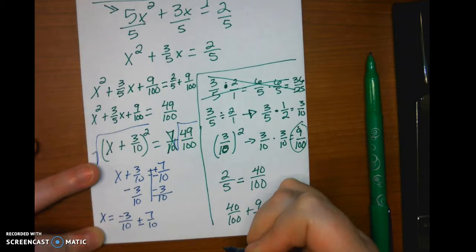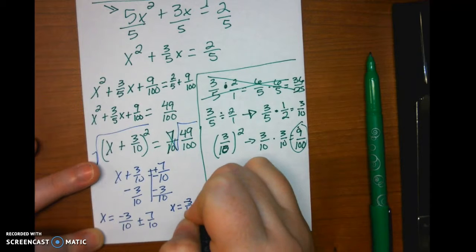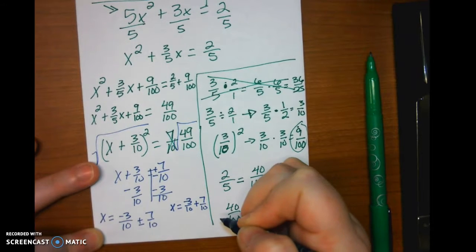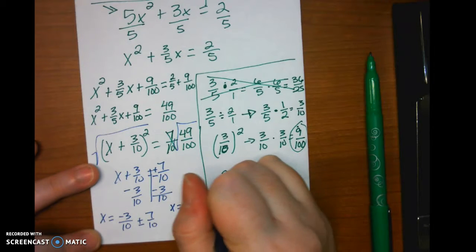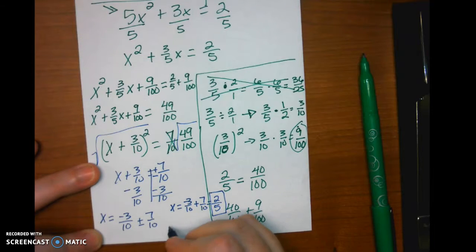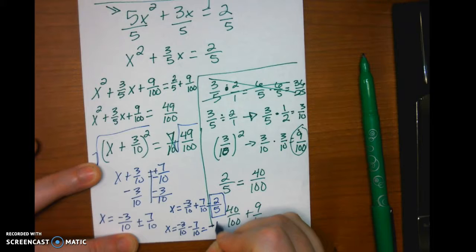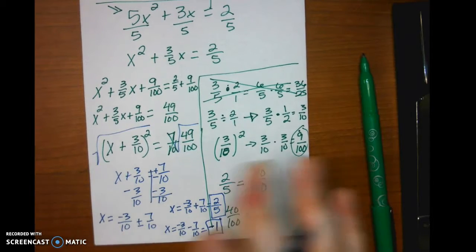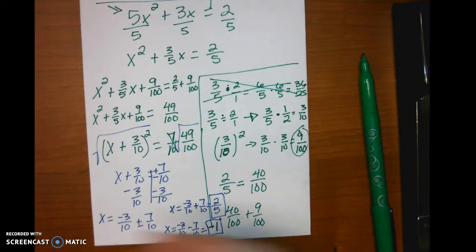Okay? So if I go x equals negative 3/10 plus 7/10, I get, that's right, 4/10, which is the same as 2/5. There's one x. And x equals negative 3/10 minus 7/10 equals, yes, you're right, -1. Okay, I know, all of that crazy nonsense for these two little numbers. Good job. Thanks for sticking with me on that one.